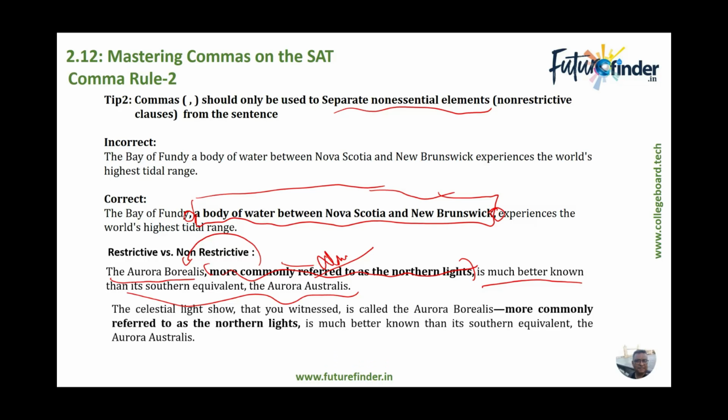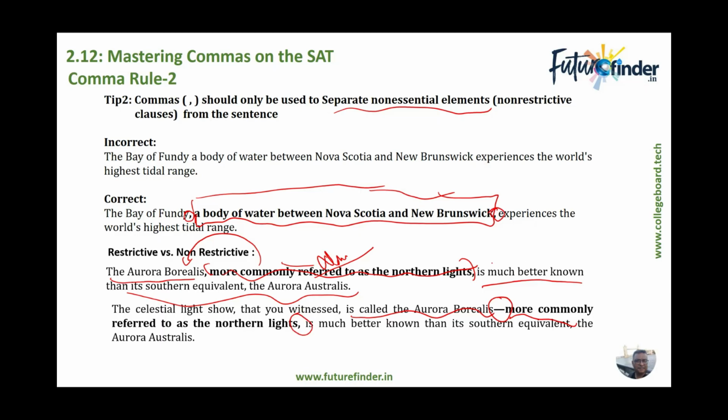But now let's take an example where we have changed this sentence into a slightly different one. The celestial light show that you witnessed is called the aurora borealis, more commonly referred to as the northern lights, is much better known than its southern equivalent, the aurora australis. Now here, what we have done is that after the aurora borealis, more commonly referred to as the northern lights, we have used a dash to start and a comma to end this.